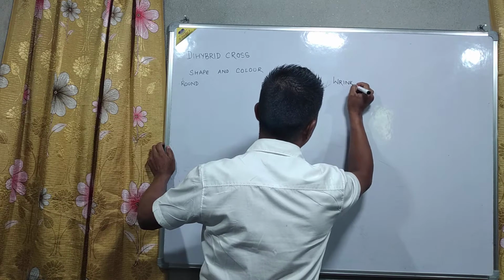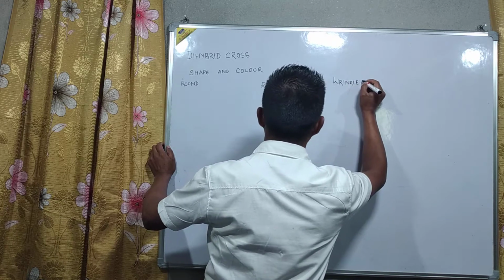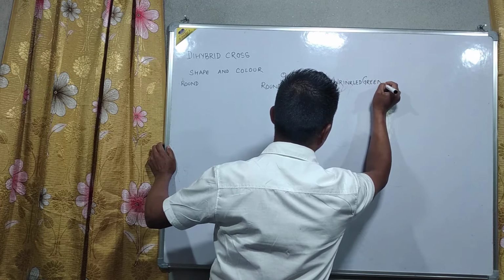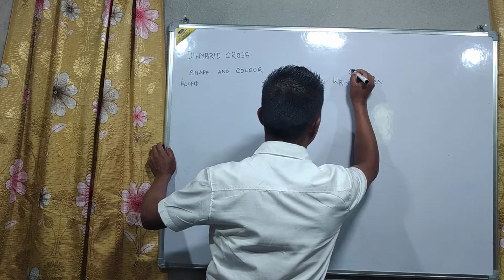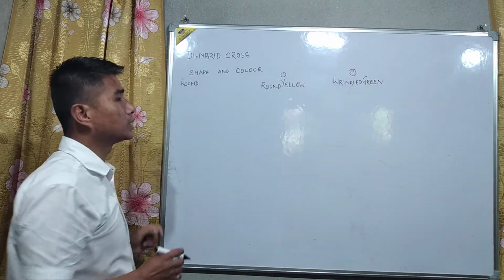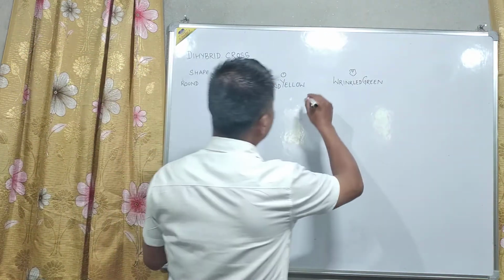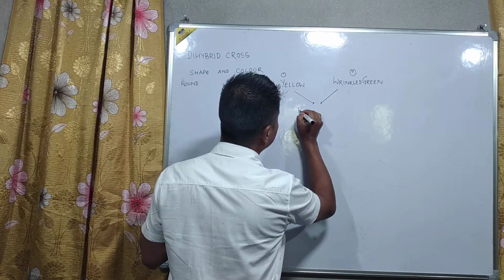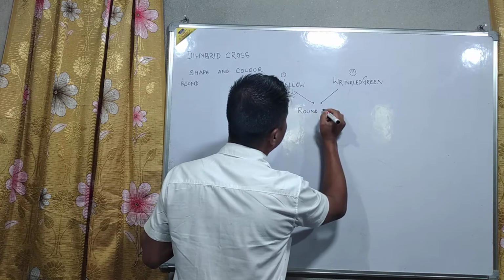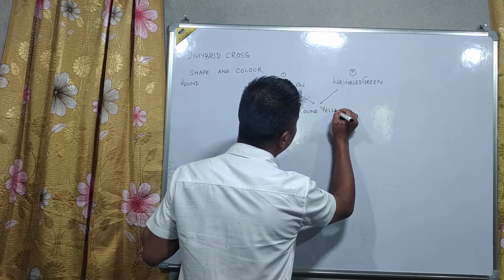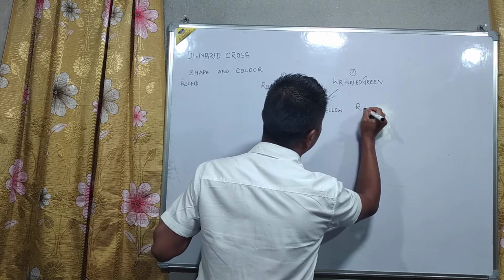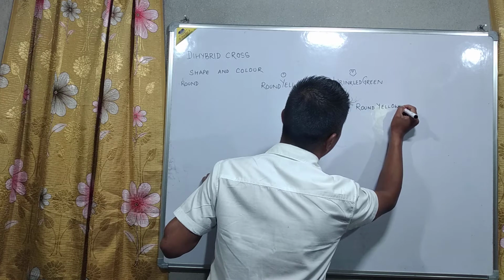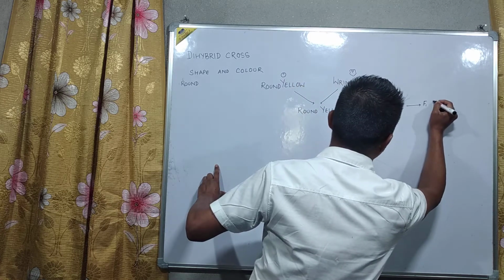another pea plant which had wrinkled green. The seed was wrinkled but it was green in color. So when these two pea plants were crossed with each other, then in the F1 generation, what was found? All the plants had round yellow seeds in the F1 generation.